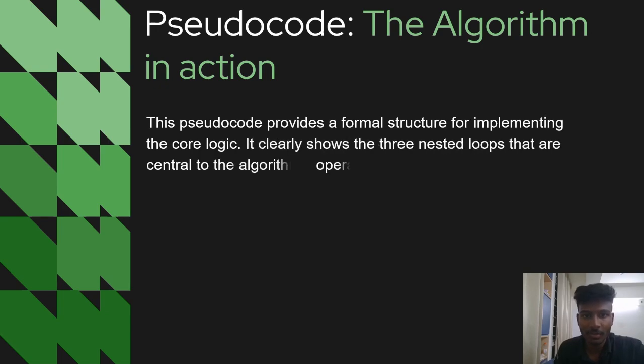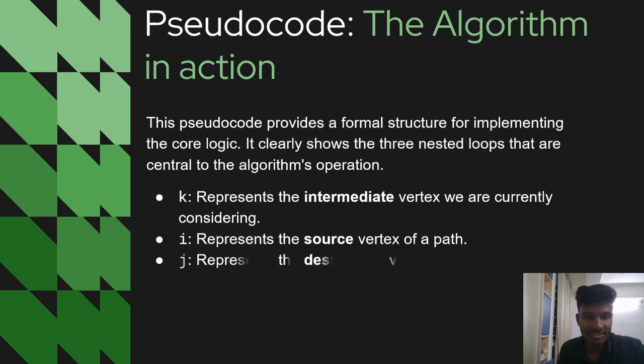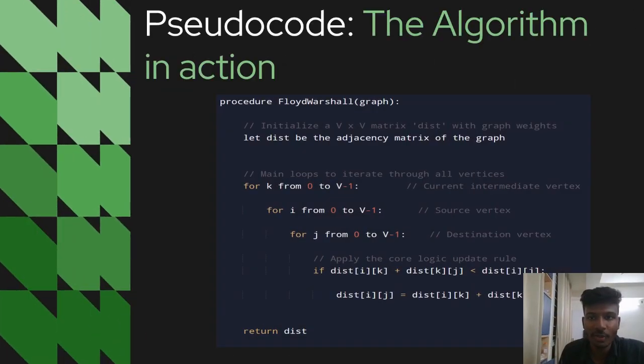Here is the pseudocode structure, which puts the logic we just discussed into code. The most important thing to focus on here is the three nested loops. Each variable in the nested loops plays a specific role. K represents the intermediate vertex, the stopover point we are testing. I represents the source where the path starts, and j represents the destination, where the path ends. By nesting these loops, the algorithm systematically asks, for every possible starting point and ending point, is it faster to go through vertex k? This is the logic we just discussed put into actual code structure.